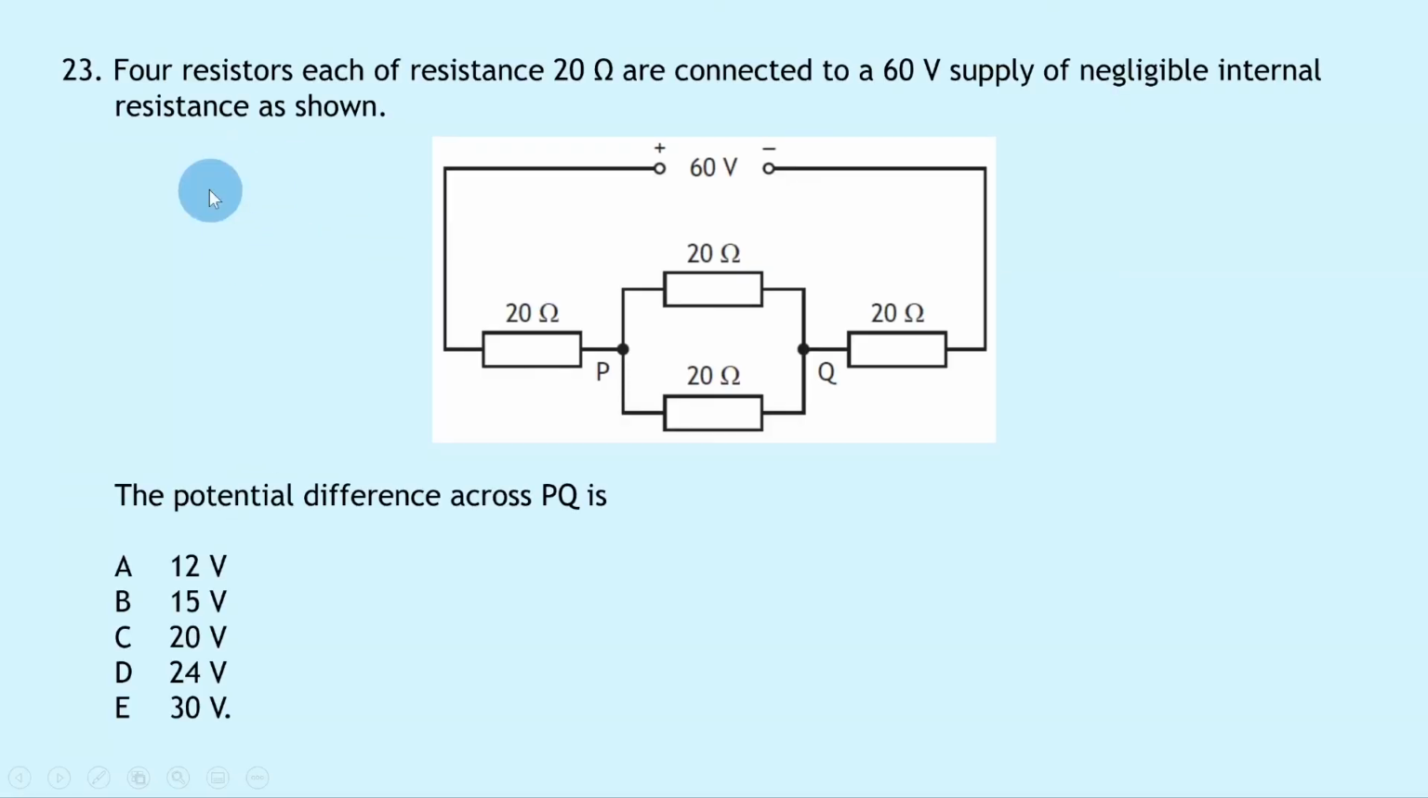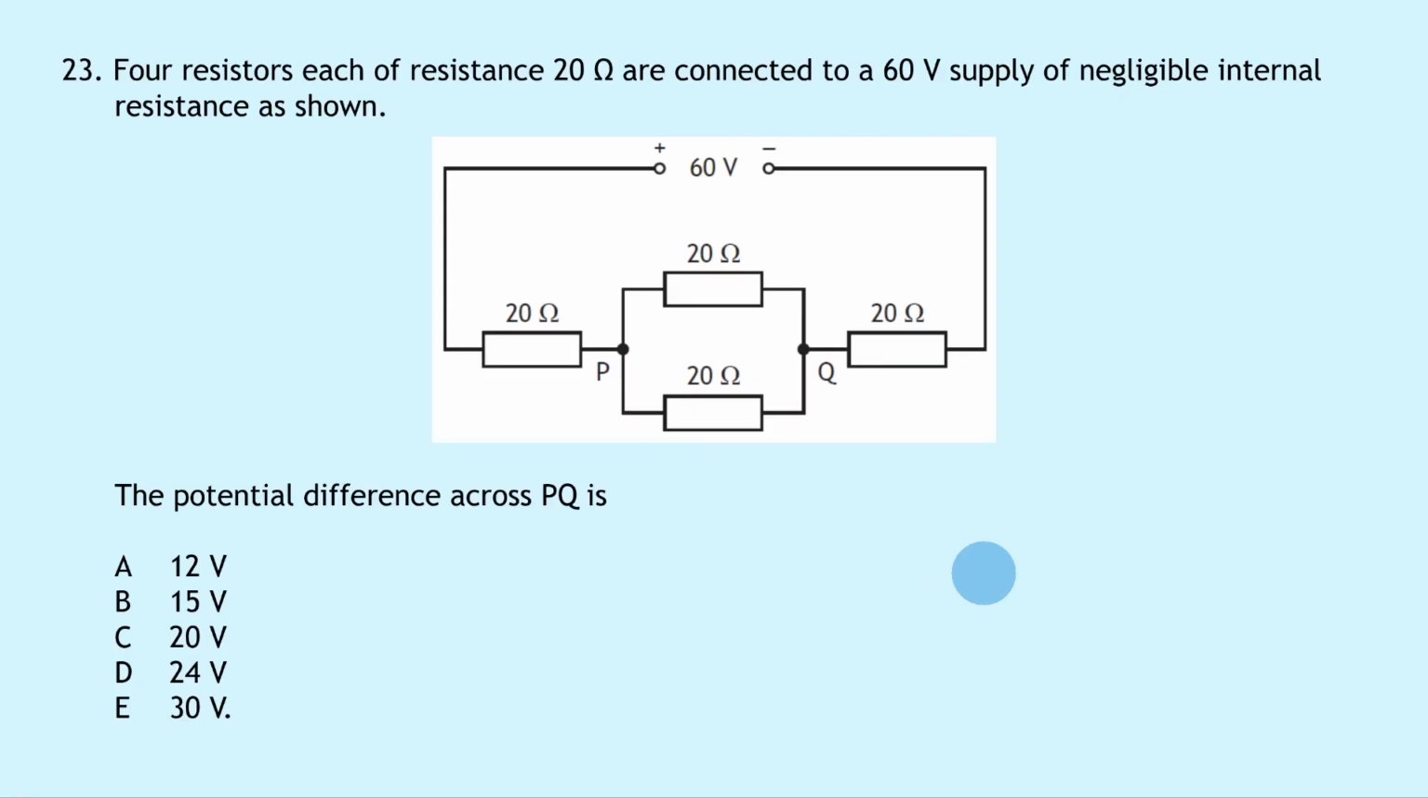Moving on, we have question 23, which says 4 resistors, each of resistance 20 ohms, are connected to a 60 volt supply of negligible internal resistance as shown. So we've got a 60 volt supply and then 4 20 ohm resistors, with 2 of them being in parallel. The potential difference across PQ is... Well, notice between P and Q we only have these 2 parallel resistors of 20 ohms each. But in order to find the potential difference, it's going to help to find the total resistance of this combination first.